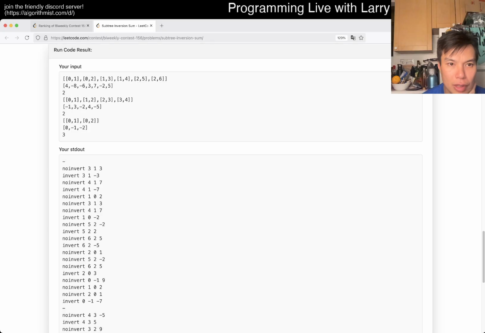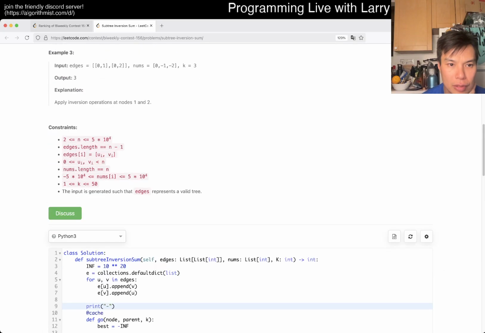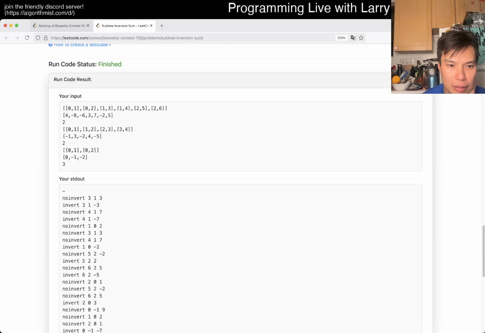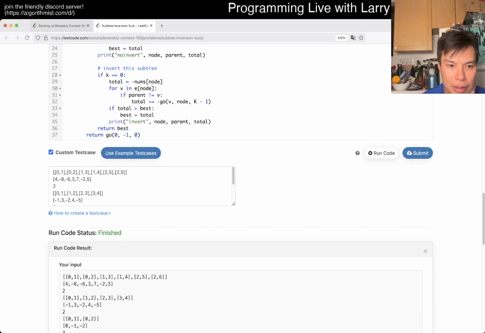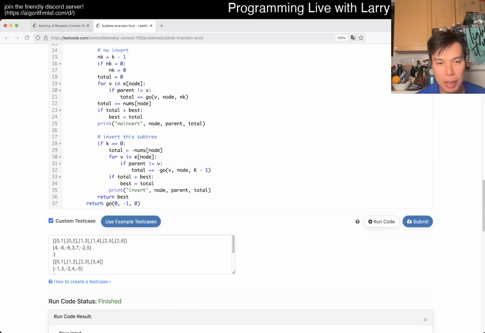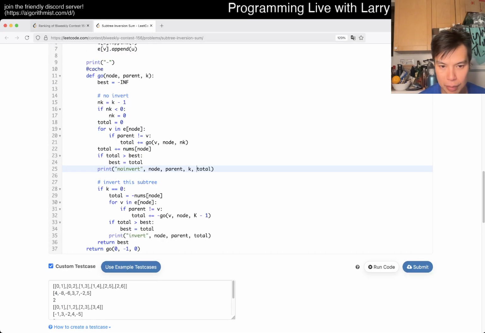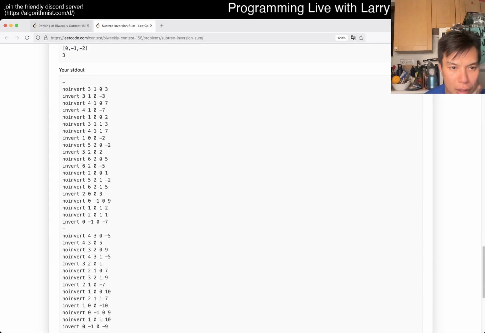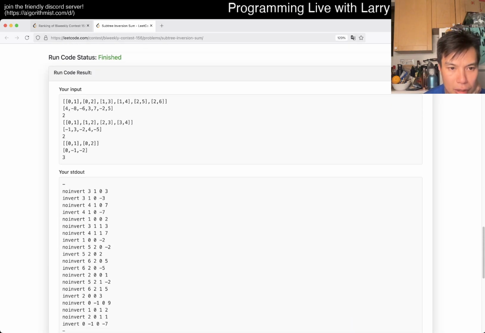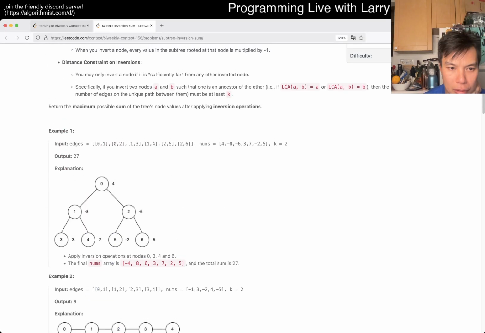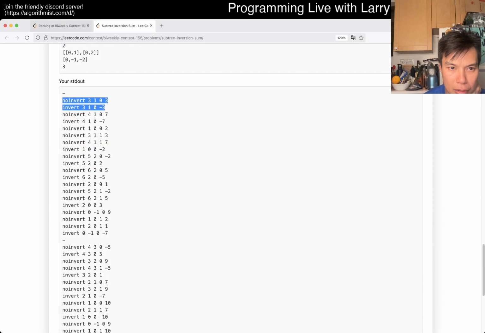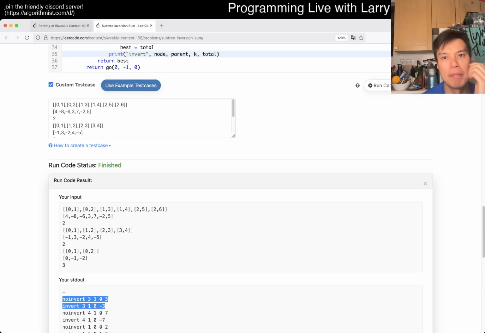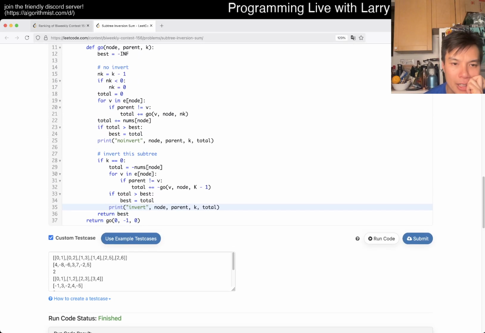No, okay, so let's see. Node 3. If we node parent and k, I think it's important. Okay, so 3, -3, alright. I mean, that's probably true. I see.